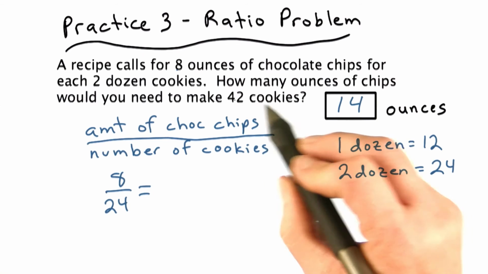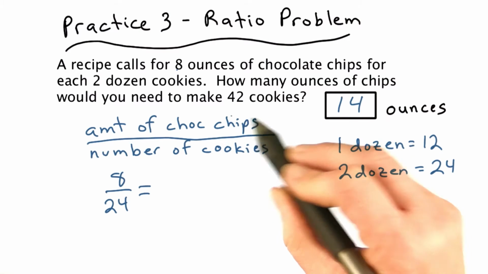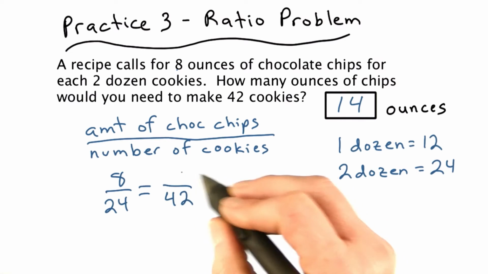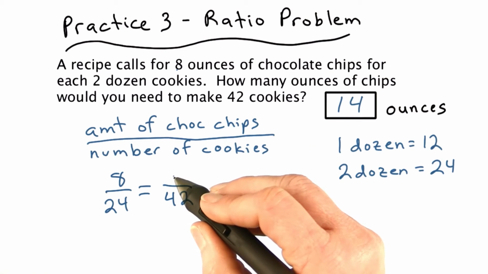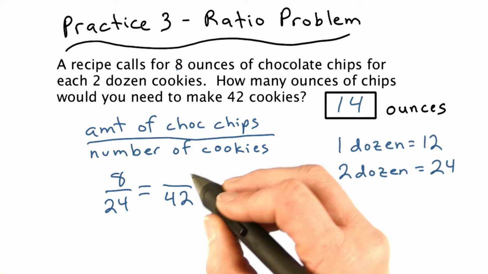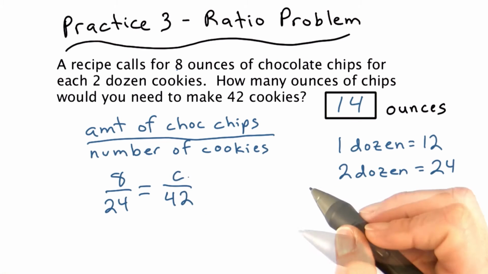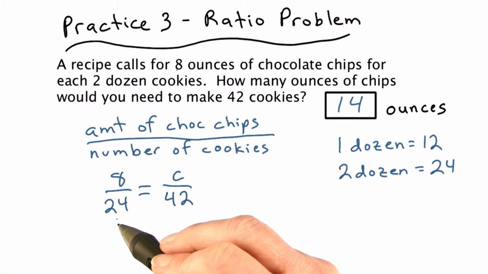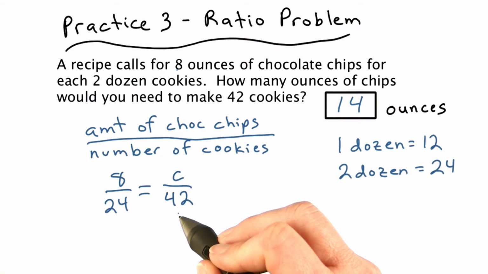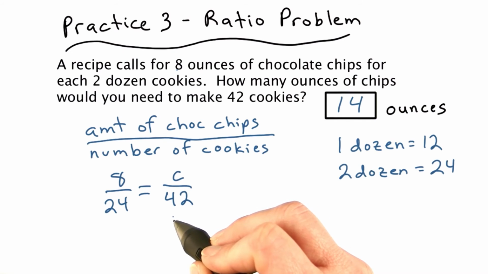The question says how many ounces of chips we need to make 42 cookies. So the number of cookies is 42, and we want to know how many ounces of chocolate chips we need. We know the number of cookies we need to make is 42, and we have to find out how many ounces of chocolate chips. So this is what we're looking for. I'm going to use the variable c in this case. We have 2 ratios. When we set them equal to each other, that creates a proportion. To solve a proportion, we simply cross multiply.